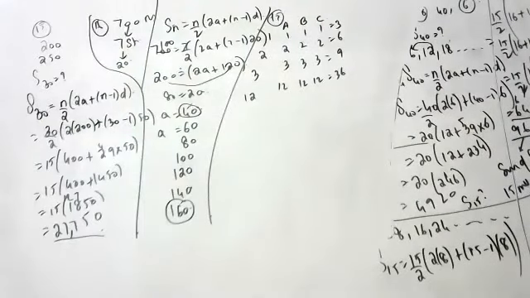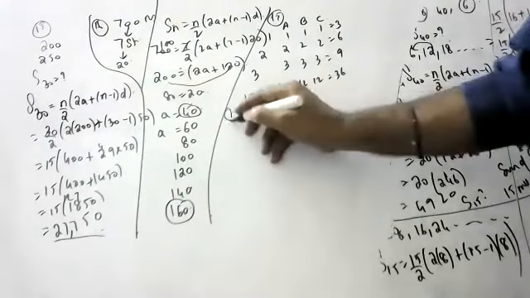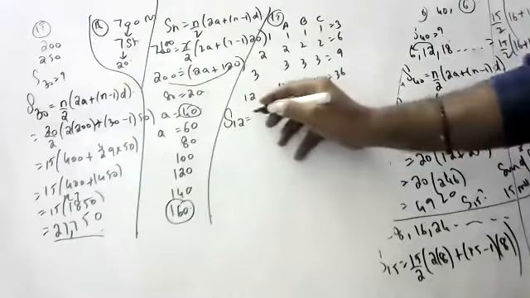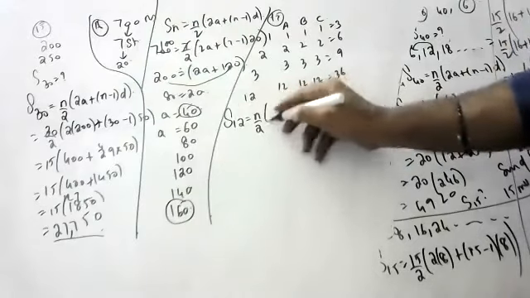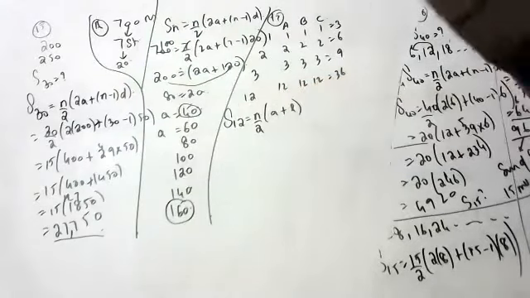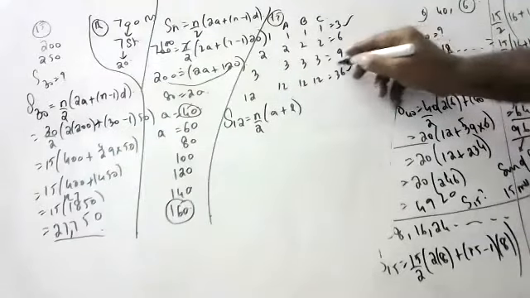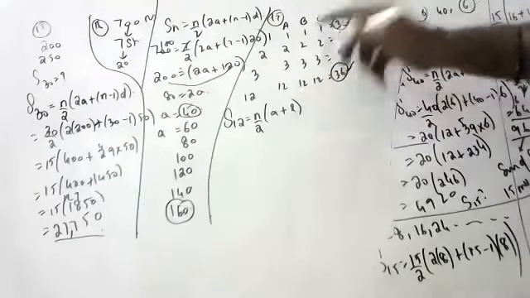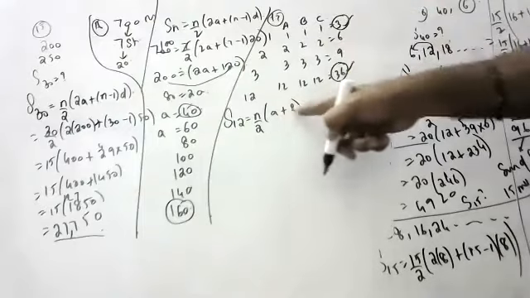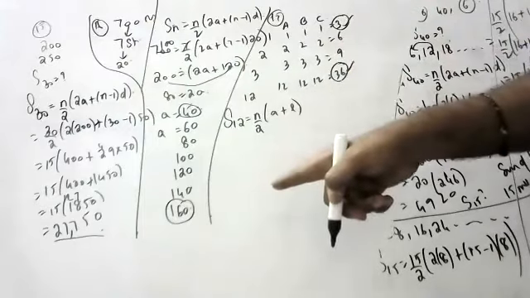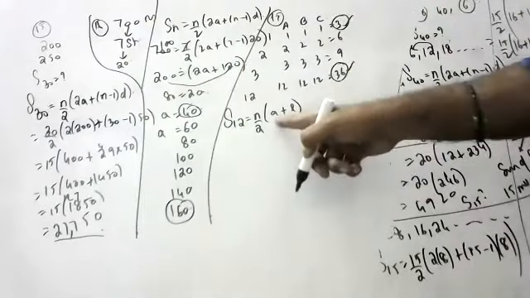Who will tell? Yes? Sir. No, any other student? Grishma, you tell. Yes, sir. S12 equals 12 by 2 into (2a plus (n minus 1) into d). We have the first term and last term, so use this formula. You know this formula, or shall I go with the normal formula? This formula is okay, sir.